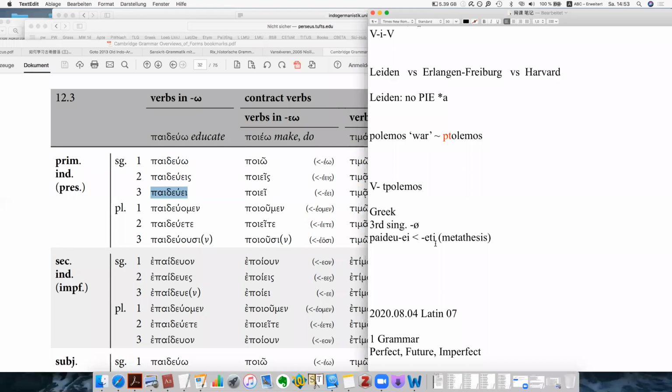Metathesis, yeah. So with metathesis, you should change. So what happened if there's a metathesis? The a and the e change position, yeah.